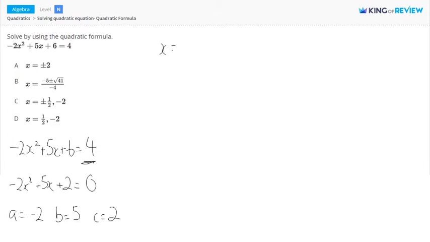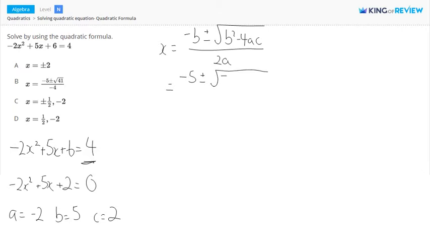And the quadratic formula says -b plus or minus the square root of b squared minus 4ac, divided by 2a. Alright, so -b, so that's -5 plus or minus the square root of 5 squared minus 4 times -2 times 2, over 2 times -2.